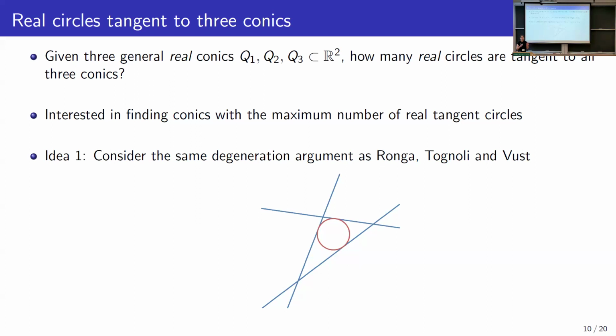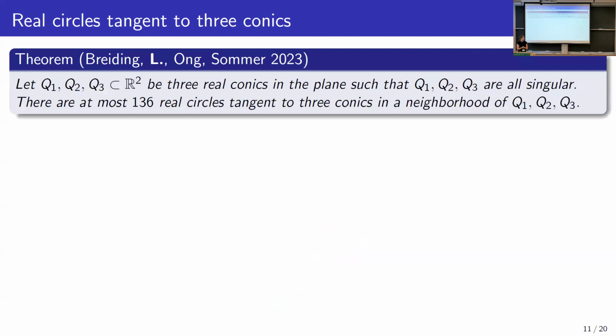And so the first idea, the most natural one, of course, is to apply that same degeneration argument as in Steiner's problem. So now in this case, instead of degenerating to 5 double lines, I have 3 conics, so I'm going to degenerate to 3 double lines, i.e. a triangle. And what I want to do is use the same kind of counting argument to say, okay, in a neighborhood of this degeneration, what's the maximum number of real circles I can have? And unfortunately, the answer is not 184. The answer is 136. I can walk you through at a high level why that is. But at this point, the main takeaway is we can't just do what's already been done, unfortunately.